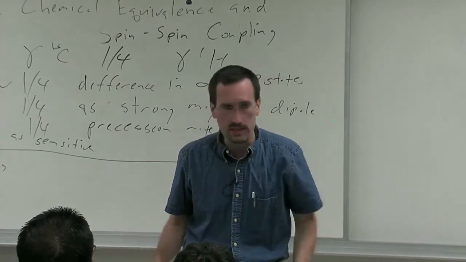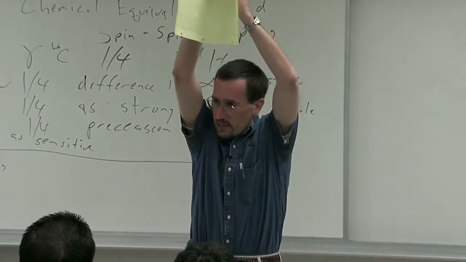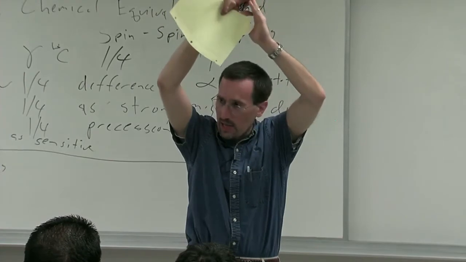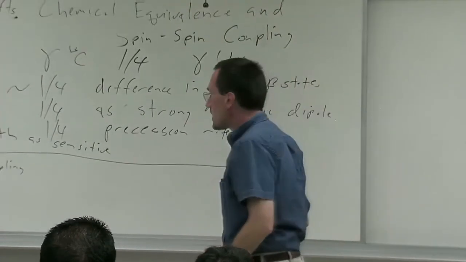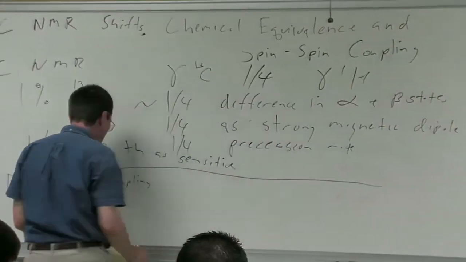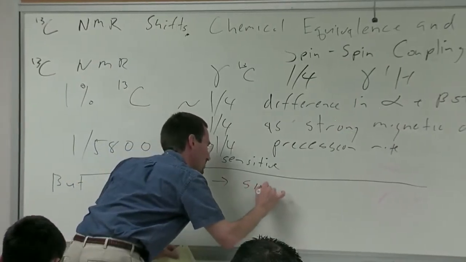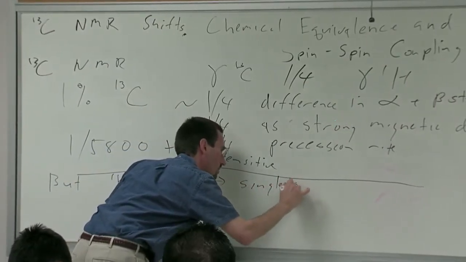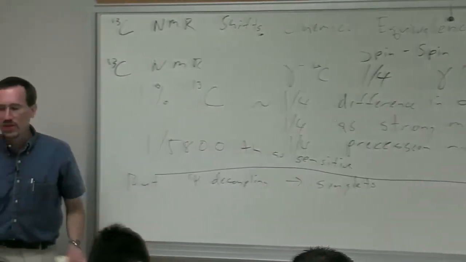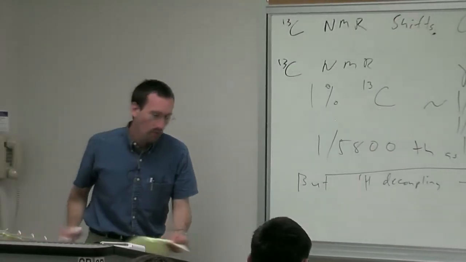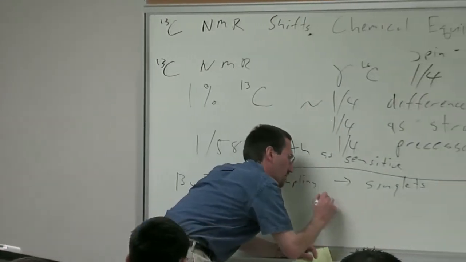Well, that's good, because that means all your carbon signal is gathered in one peak, so that gives you more intensity. So that leads to singlets, which is good: sharper, bigger. And the other thing it leads to is what's called the nuclear Overhauser effect.